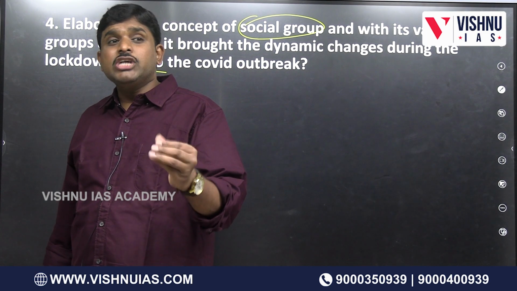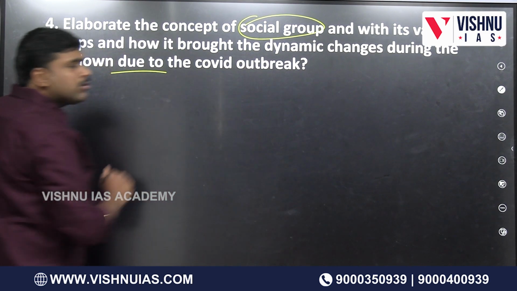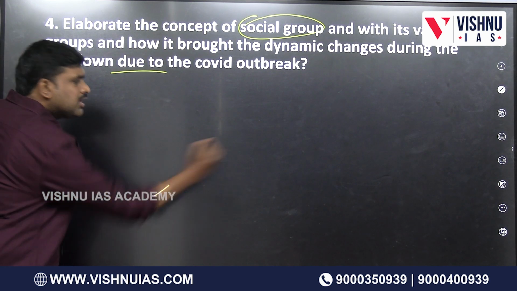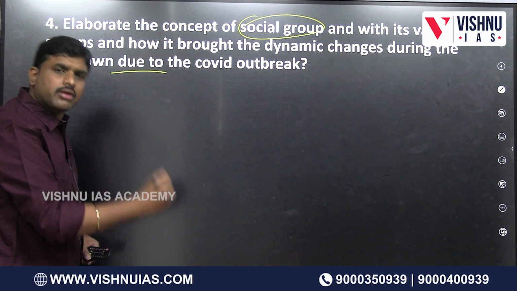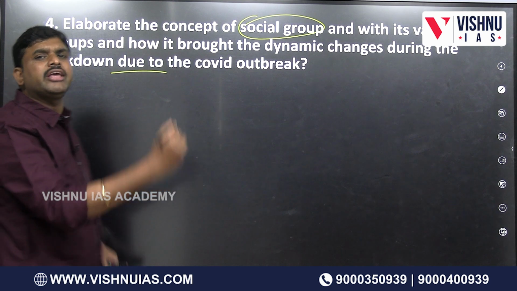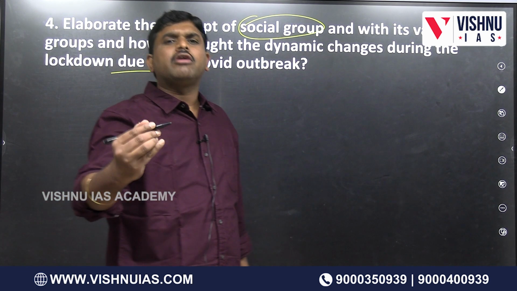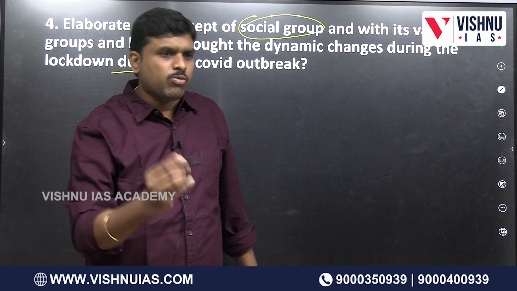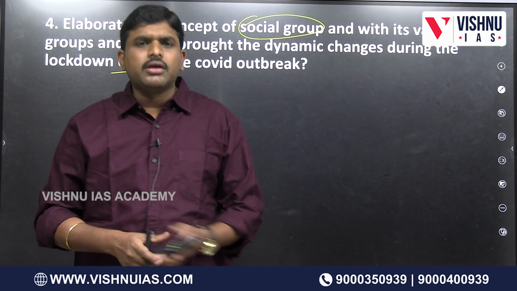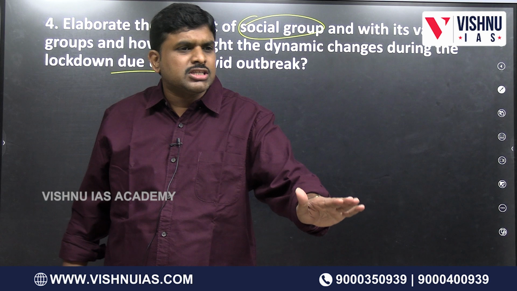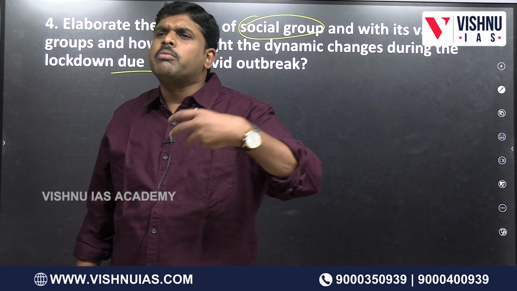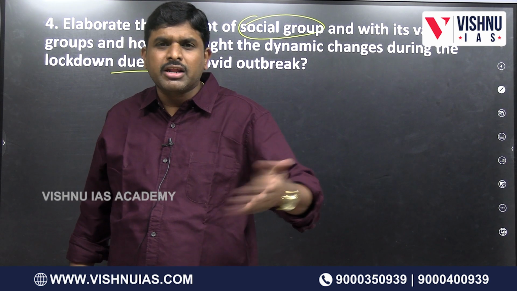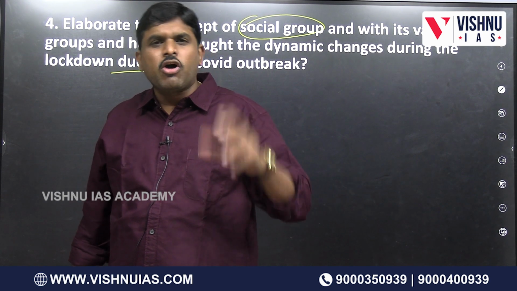Varieties of groups should be brought in, and also write about the dynamic changes that happened because of COVID. In the 21st century, we experienced the COVID lockdown, which brought enormous changes in society. Number one, the primary social group lost its relevance and the secondary social group became very prominent. Why? Because virtual relations became more prominent, primary relations less so, and contacts reduced.